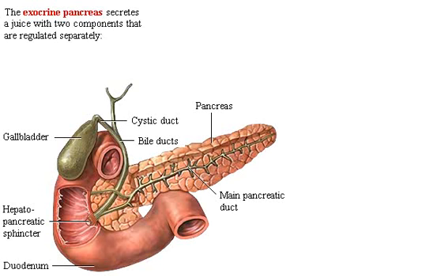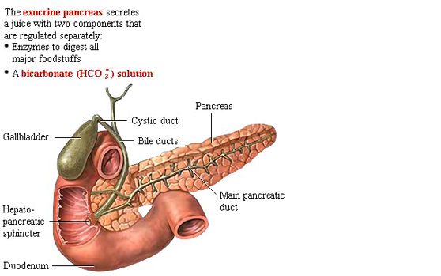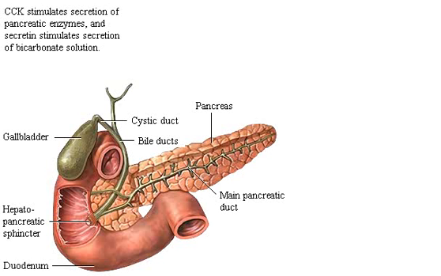The exocrine pancreas secretes a juice with two components that are regulated separately: enzymes to digest all major foodstuffs and a bicarbonate solution. CCK stimulates secretion of pancreatic enzymes, and secretin stimulates secretion of bicarbonate solution. Click the pancreas to begin.